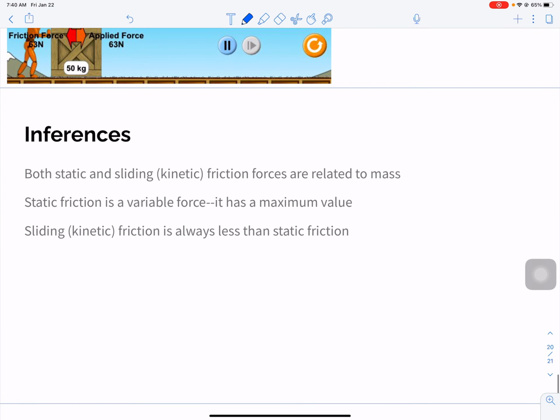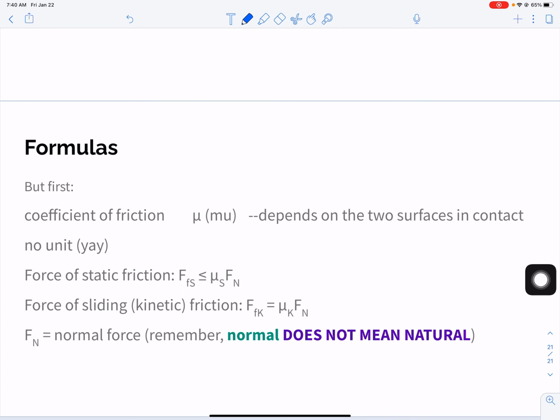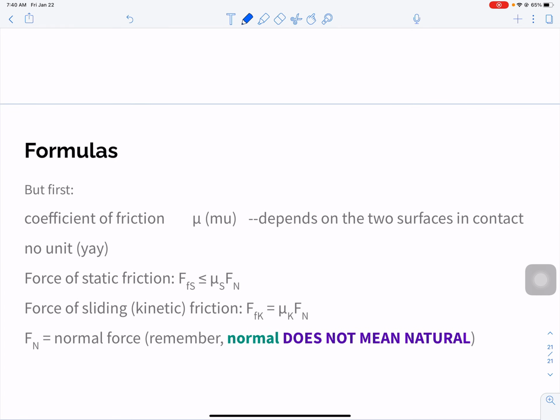Okay, so inferences. Both static and sliding or kinetic friction forces are related to mass. Static friction is a variable force. It has a maximum value before the object starts moving, and I no longer have static friction. And then sliding or kinetic friction is always less than static friction, except in, like I said, a few weird materials. So, formulas. First, we're going to look at something called the coefficient of friction.